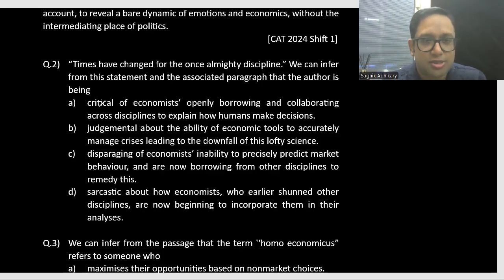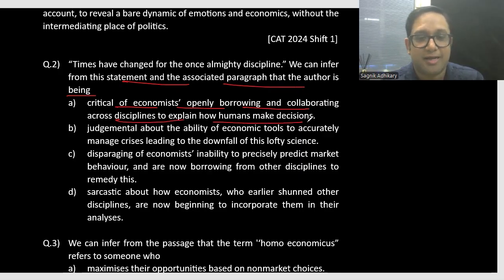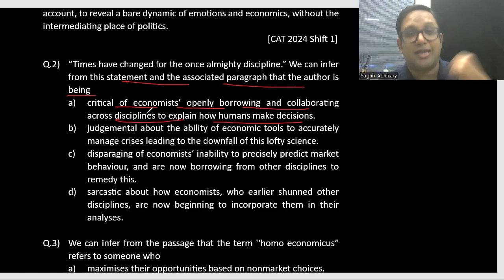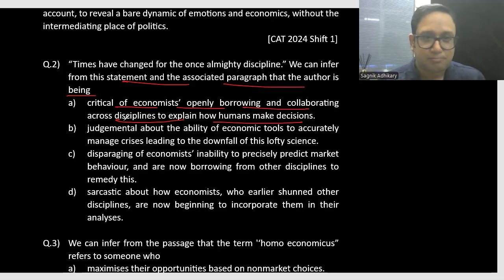So looking at the options, we can infer from this statement and the associated paragraph that the author is being critical of economists openly borrowing and collaborating across disciplines to explain how humans make decisions. Incorrect. The author is supportive. The author makes note of how initially economists were being imperial. They were not letting other fields influence them when economics was still influencing other fields. So the author is not at all critical of economists openly borrowing and collaborating across disciplines. The author would prefer that economists borrow and collaborate across disciplines.